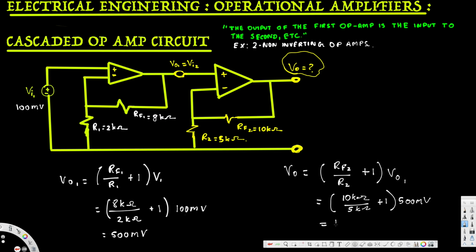In volts we are going to have 1.5 volt, and that's how we calculate the voltage output for a cascaded op amplifier.